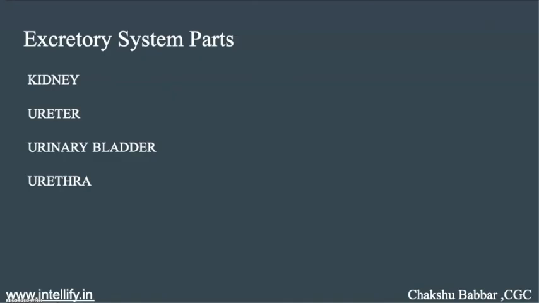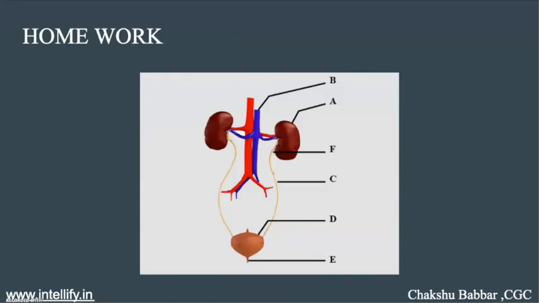So these were the excretory system and all the parts. Next is some homework. You have to label this diagram and check from the previous diagram.